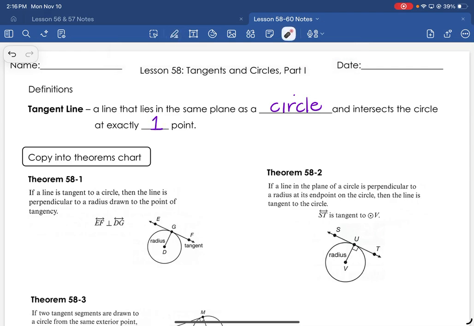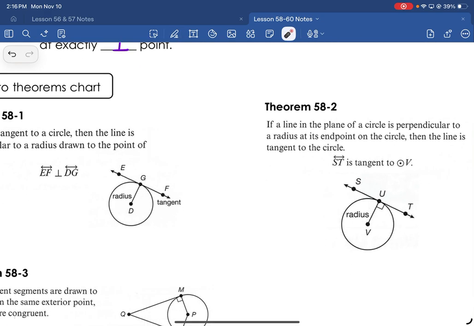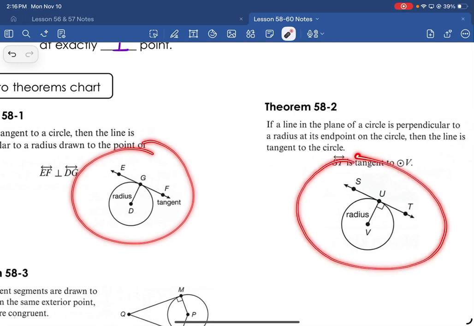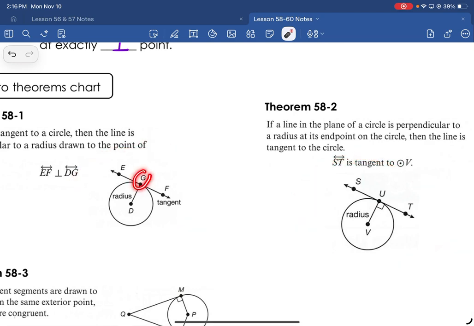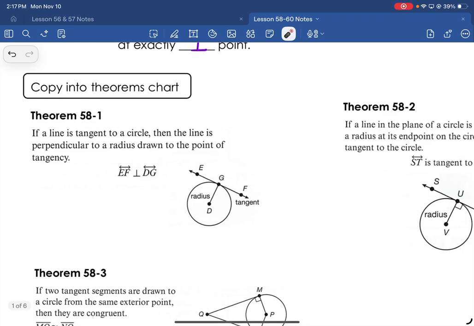So if you'll notice down here at these two diagrams, we have a tangent that touches the circle at exactly one point. That's called the point of tangency. So in this case, point G is where tangent EF intersects the circle. And over here, point U is the point of tangency that this tangent touches the circle. So let's go over these theorems real quick.